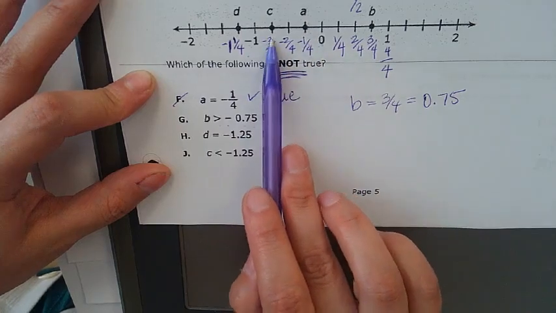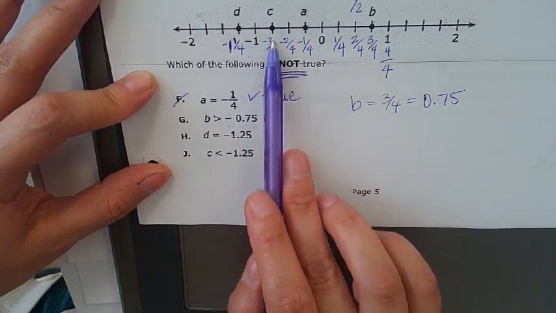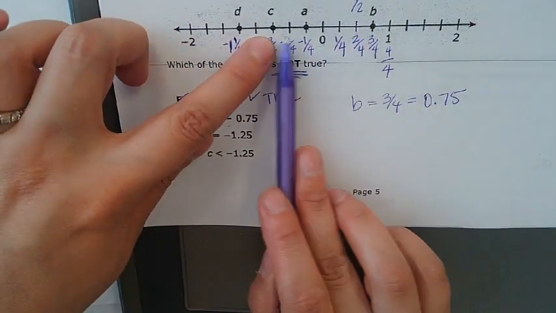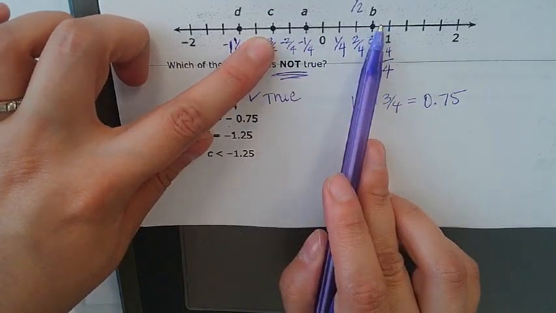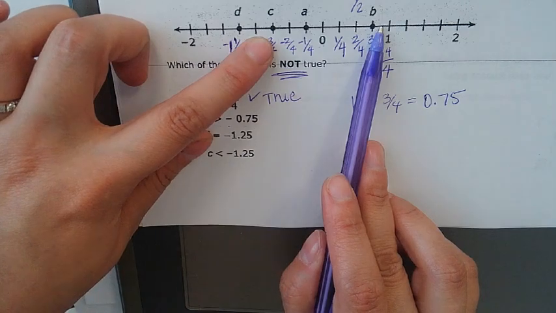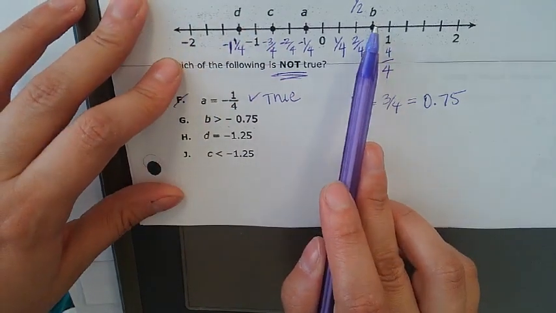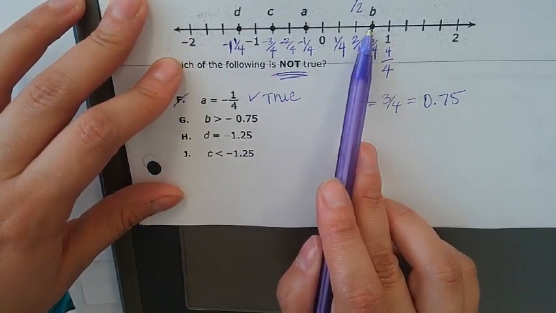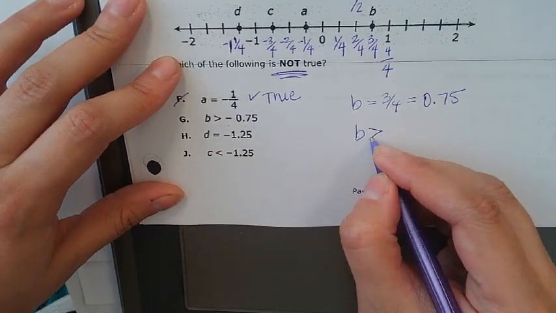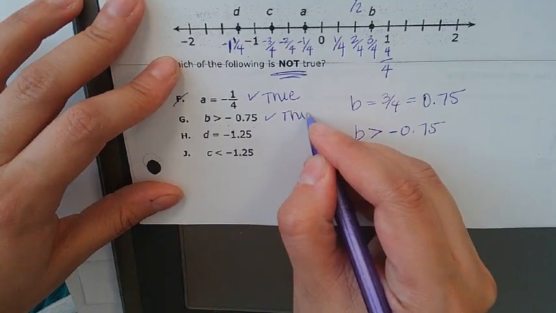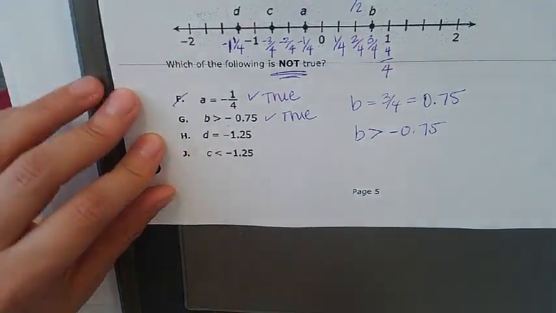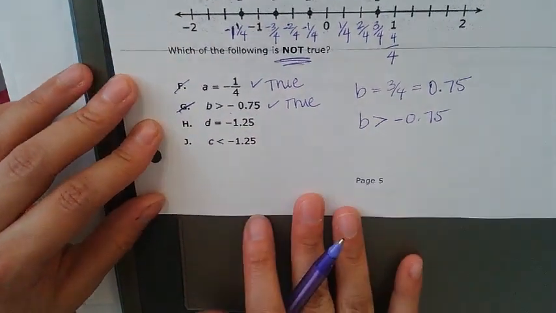Where is negative 0.75? See, Letter C. So is B before it or after? After. So is it bigger? Yes. B is what? Bigger. So yes, B is greater than negative 0.75. That is true. Okay? So that's not the answer.